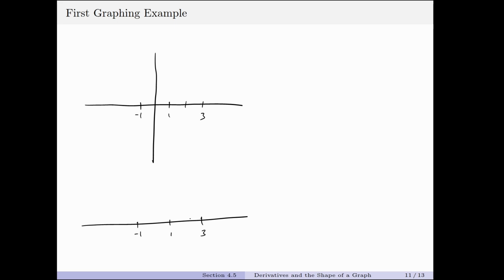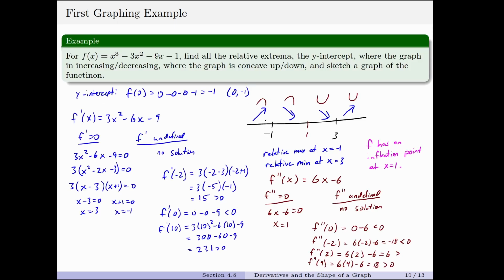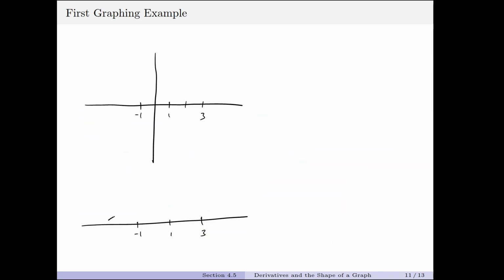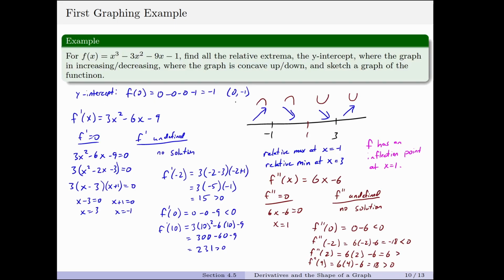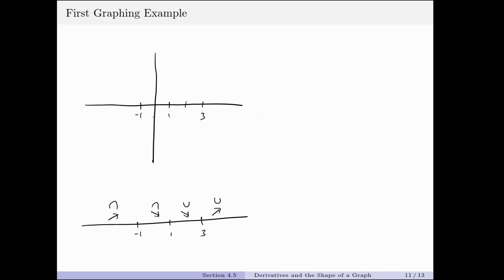So it corresponds vertically. And then I'm going to fill in the information that we had about increasing, decreasing, and concavity. So on this first interval, it was increasing and concave down. Then it was decreasing and concave down. Then it was decreasing and concave up. Then it was increasing and concave up. The other piece of information that we want to grab from this page is that we have this y-intercept at 0, -1. So when I draw my graph, I have a starting point on the graph here at 0, -1.